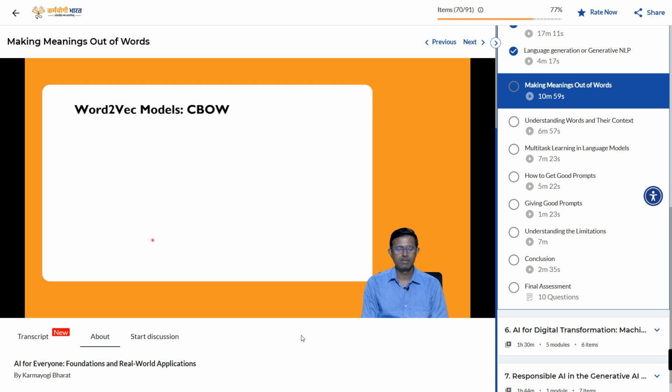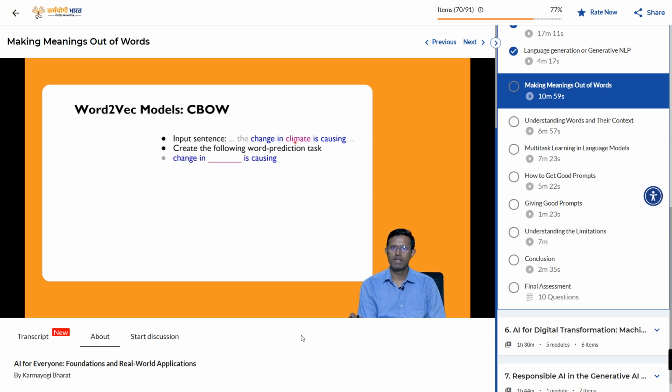Now, how do we get these representations? I will give a high level outline of one algorithm which can be used for this purpose. Suppose we take a sentence, and from this sentence we look at a short segment inside that sentence. Suppose we have taken 5 consecutive words from here, and then we say let us mask or erase the middle word. Now, we create the following word prediction task. Instead of the middle word, you place a blank here and you ask a deep learning model to predict this missing word.